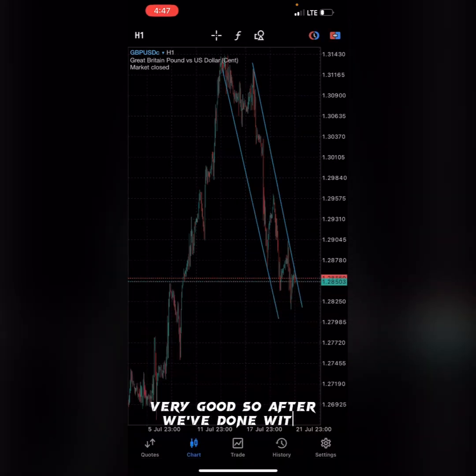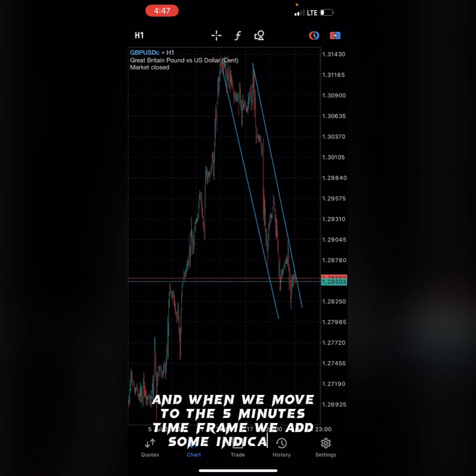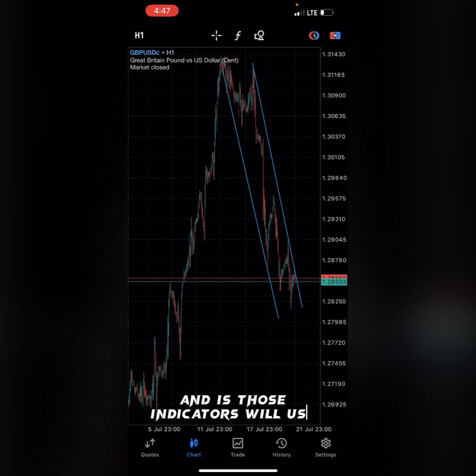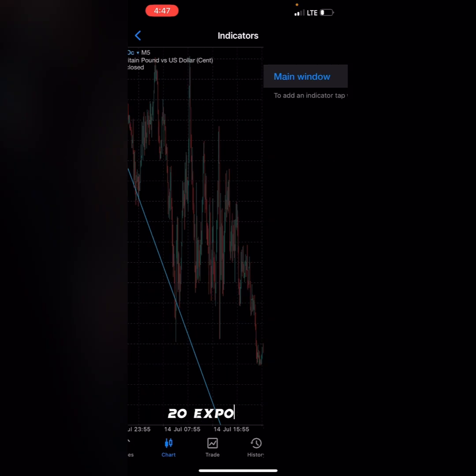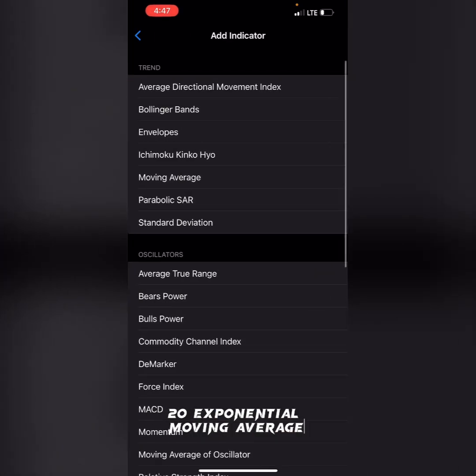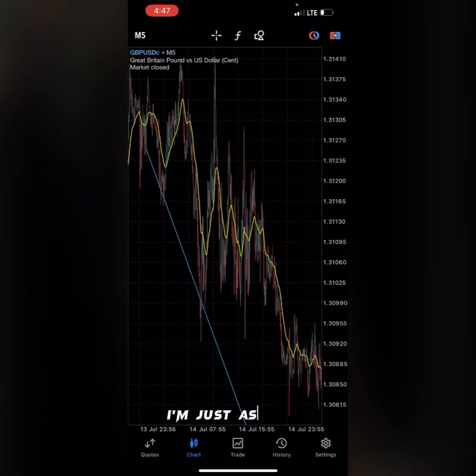So after we've done with this, what do we do now? We move to the 5-minute time frame. And when we move to the 5-minute time frame, we add some indicators, and it's those indicators we'll use to enter those trades. First, we're going to add the 20 exponential moving average. I'm going to use yellow color. You can use any color of your choice. That's what I just decided to use.